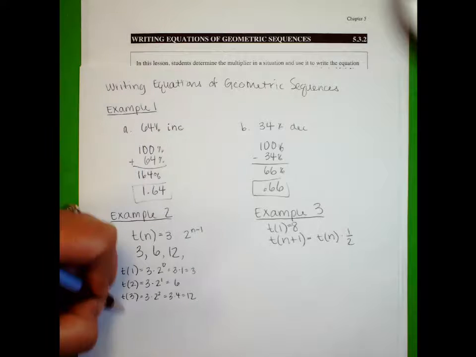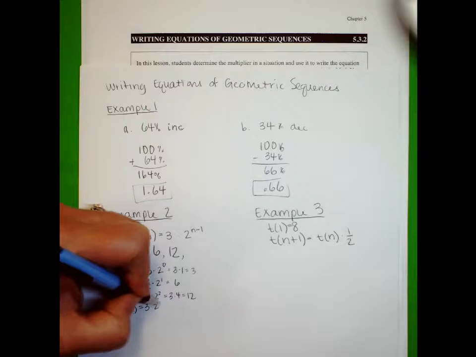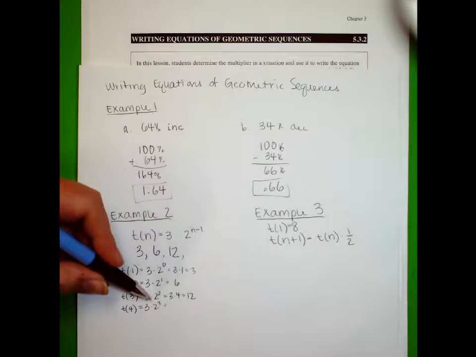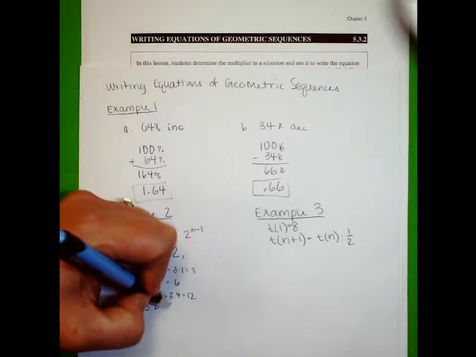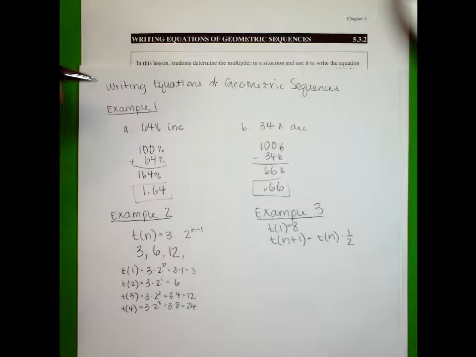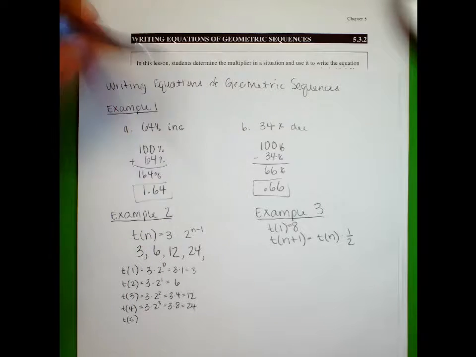To find the fourth term, you plug 4 in for n. So 4 minus 1 would be 3, so 2 to the third. 2 to the third is 8. 8 times 3 is 24. And then to find the fifth term, you could plug 5 in, or you could see that it's just doubling each time. And our fifth term should be 48.